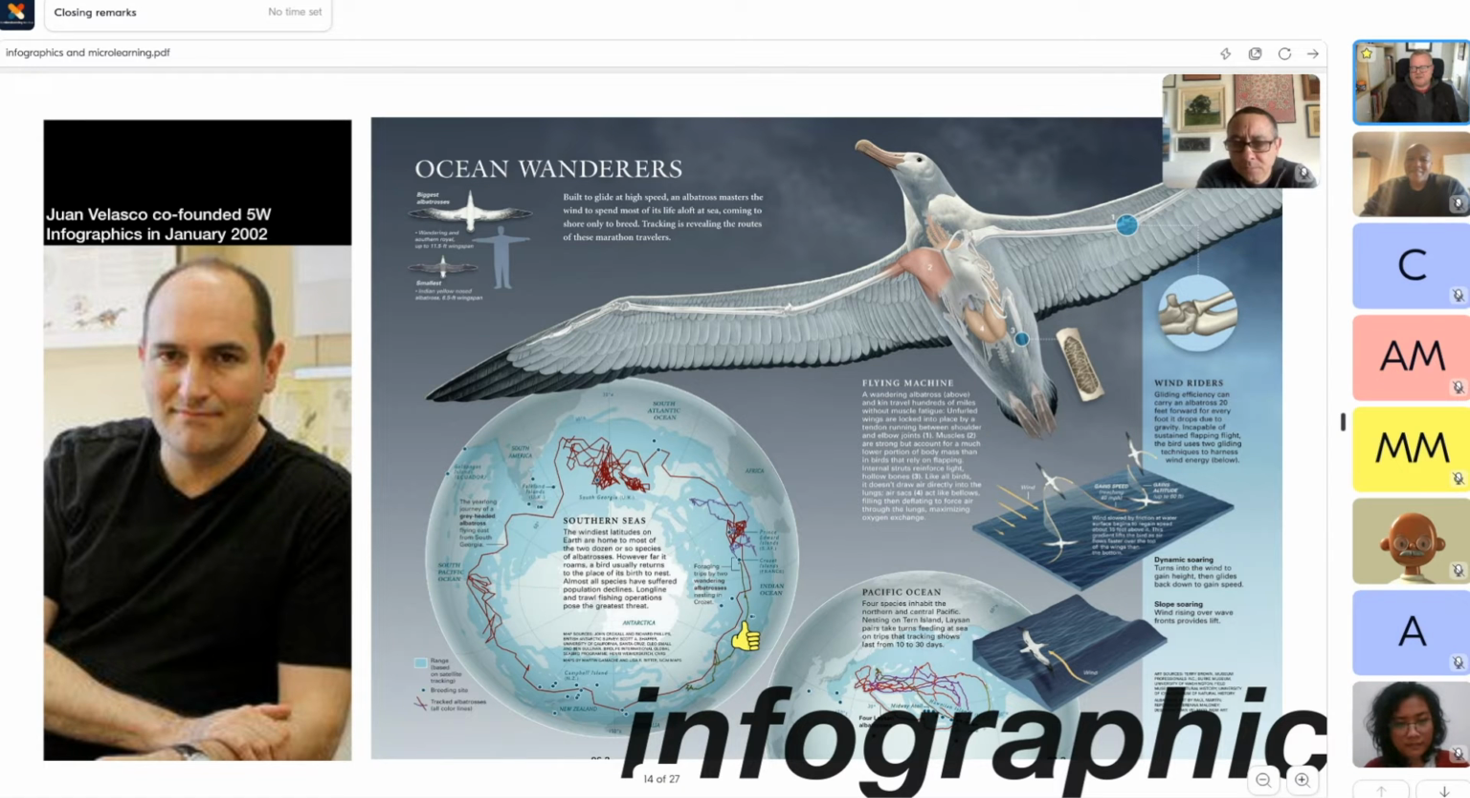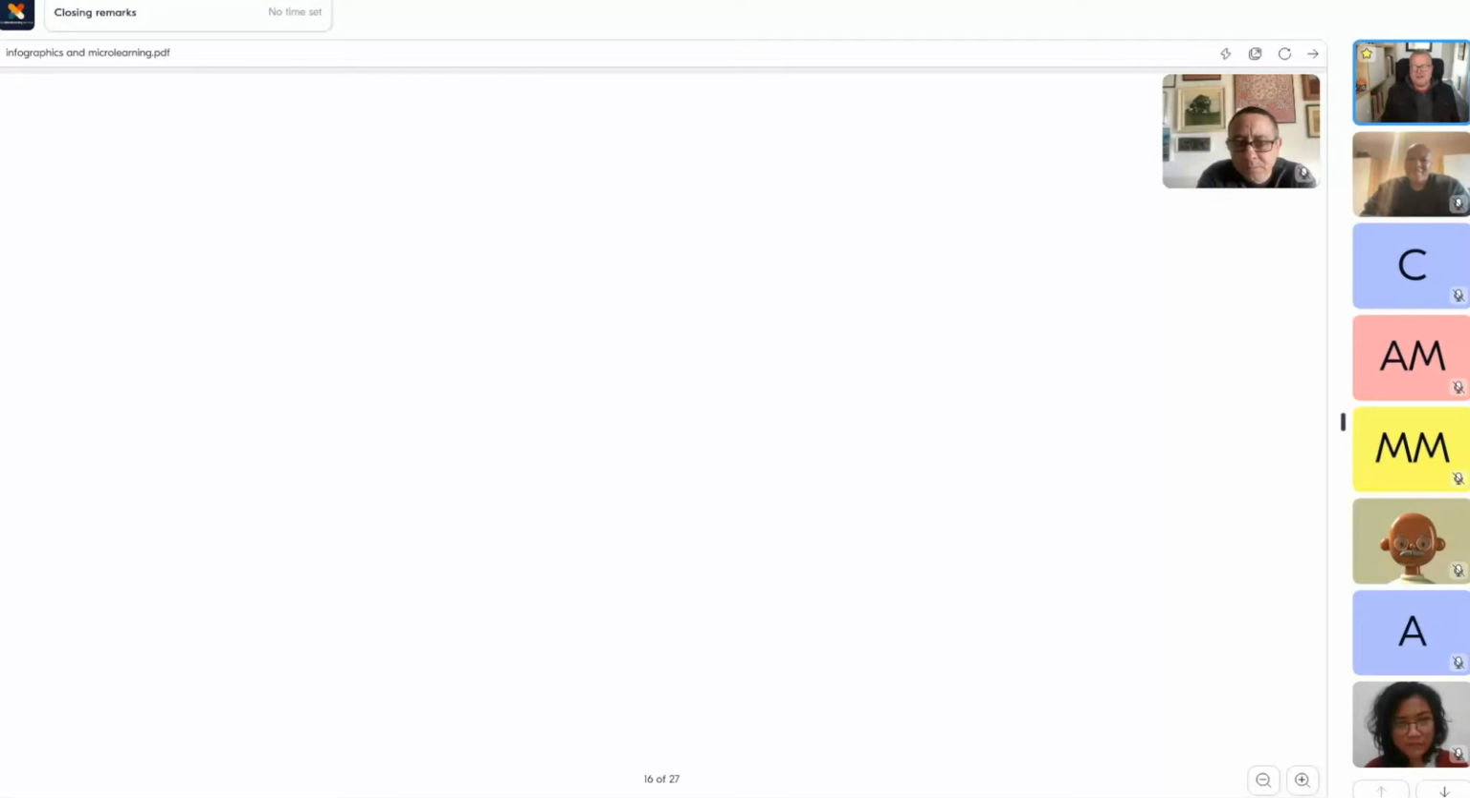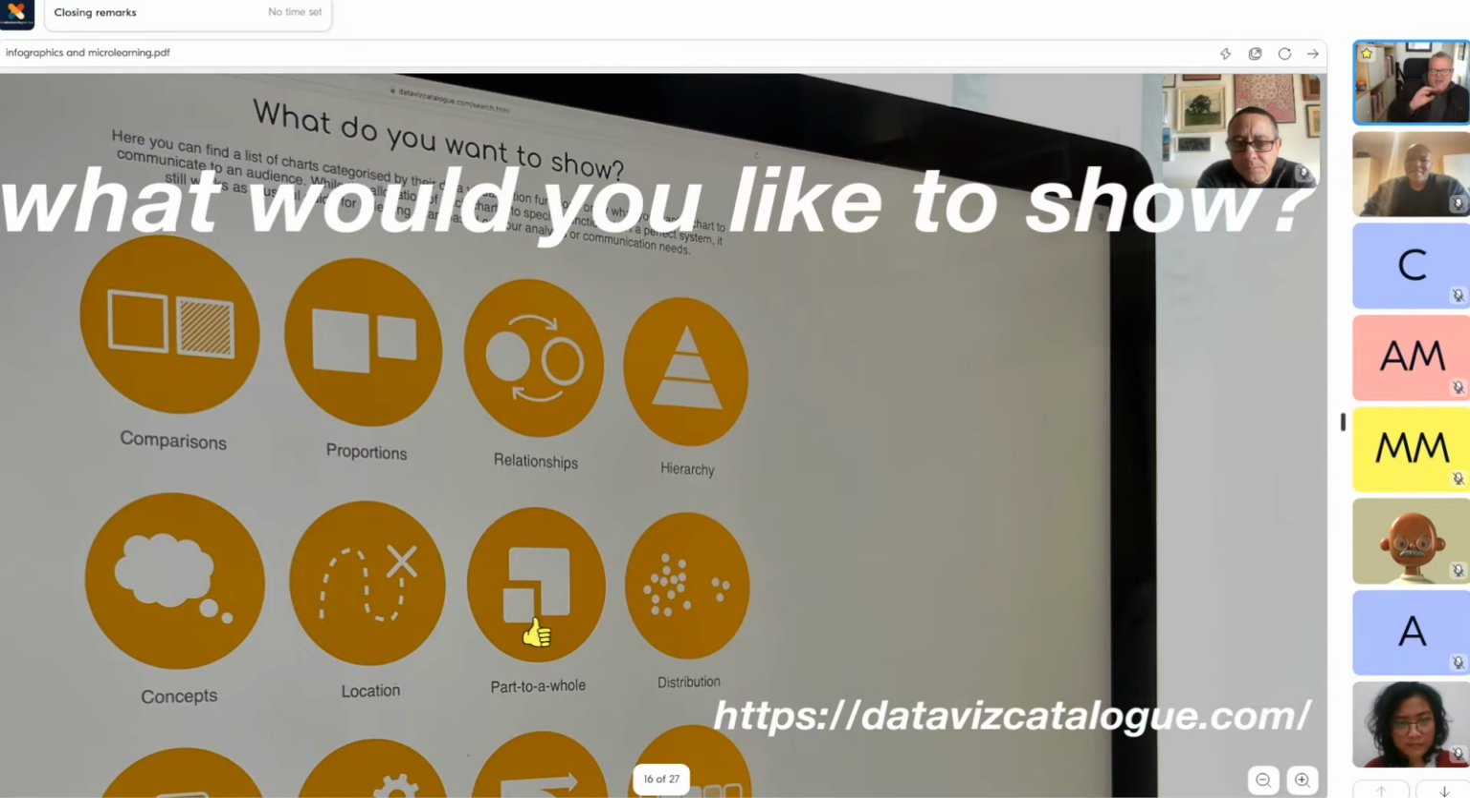Let me just go through a few practical things that I found really useful. There's another infographic there. So you have to think about, on an infographic, what is it that you'd like to show? And just to say that this is a really awesome website, datavizcatalog.com. If you want to go on there and look at all the different kinds of graphs and visual representations you can use, this is a really good place to start.